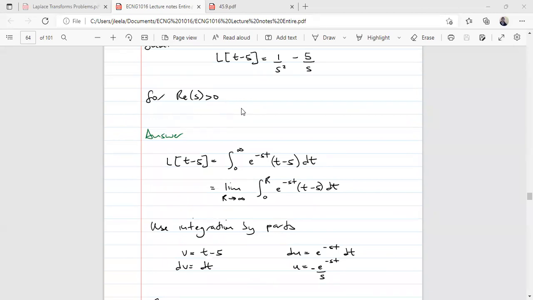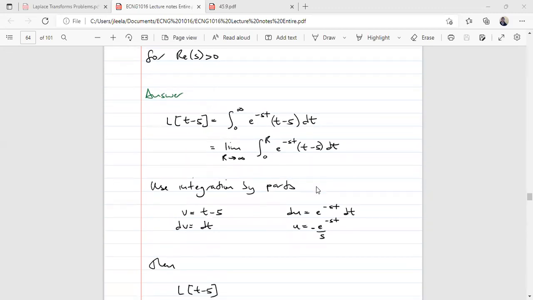So basically, you just take the definition of the Laplace transform, which is the integral between infinity and 0 of e to the minus st times t minus 5, because your function is t minus 5. And then you take the limit as r tends to infinity, and you change the upper limit to r, the lower limit remains at 0, and then you do the integration by parts here. So of course, you have u as t minus 5.